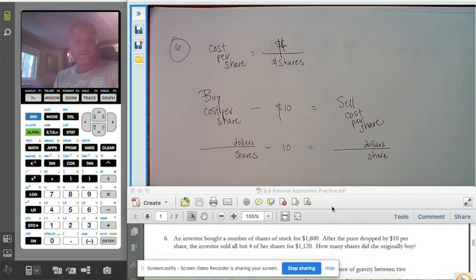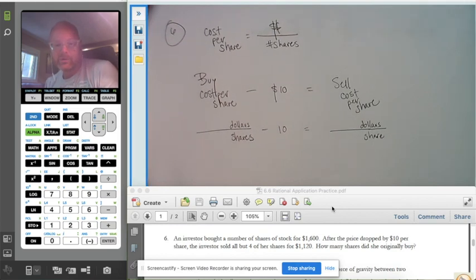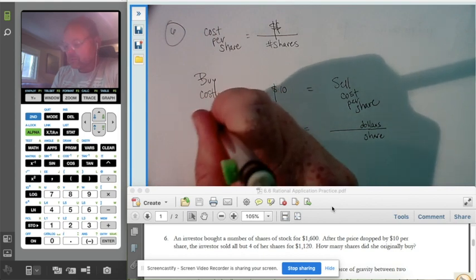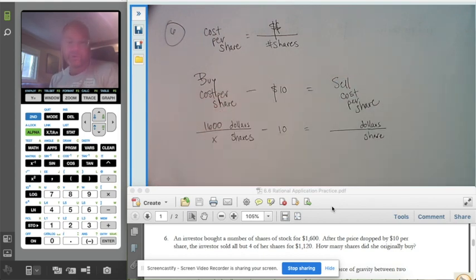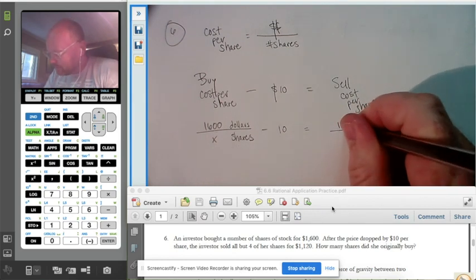All right, so let's throw in the numbers here. What are we talking about? She buys a number of shares of stock for $1,600. So she spent $1,600 on a certain number of shares, but we don't know how much that is. That's what we're going to try and figure out. But after that ratio drops by $10, she's selling off all but 4 of her shares. So she sells off all but 4 of her shares for $1,120. So I can put $1,120.